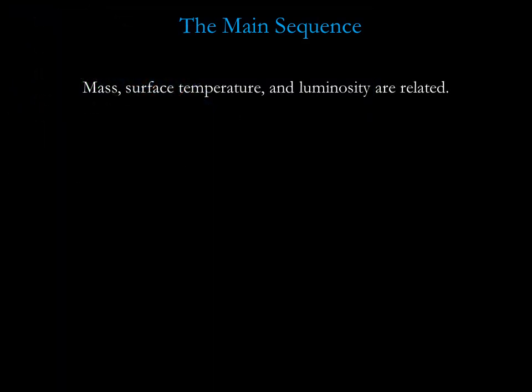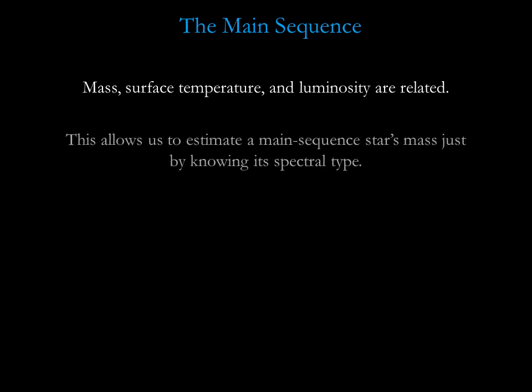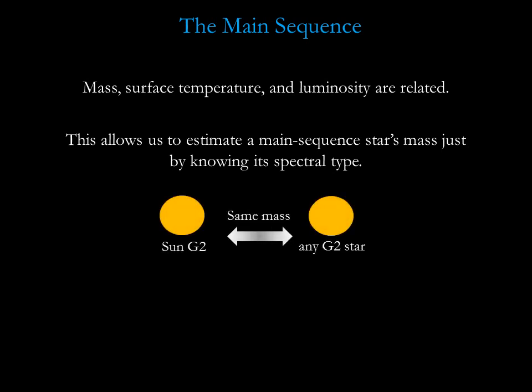The fact that mass, surface temperature, and luminosity are all related means that we can make an estimate of a main sequence star's mass just by knowing its spectral type. For example, any hydrogen-fusing main sequence star that has the same spectral type as the Sun must have about the same mass and luminosity as the Sun. Note that this relationship holds only for main sequence stars, not for giants, supergiants, or white dwarfs.